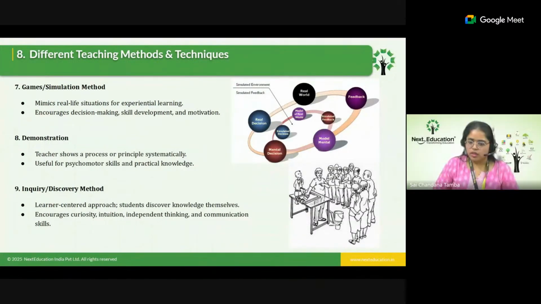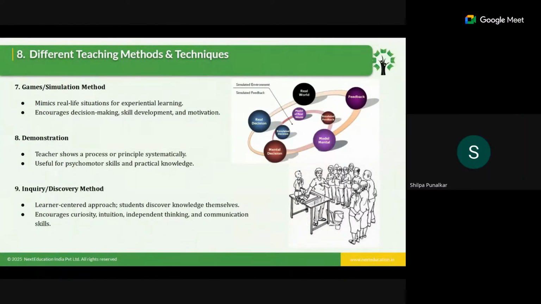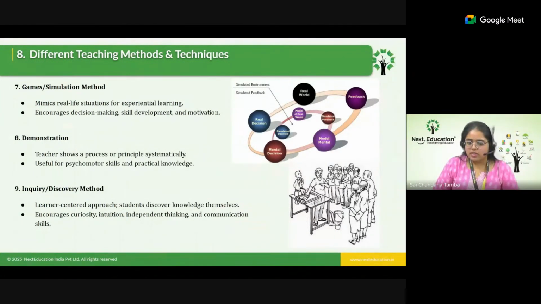Correct. So demonstrating, as you all have said, deals with demonstrating a particular process to the students, be it an activity or an experiment. It is a teacher-centric method. So this is a kind of building practical knowledge within the students. And if the student is allowed to redo the task which is given by the teacher, that will actually develop psychomotor skills within them. Next is inquiry or discovery method.